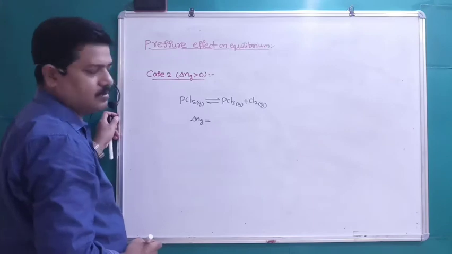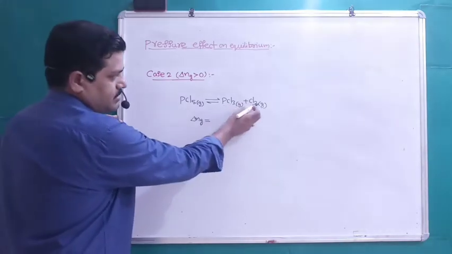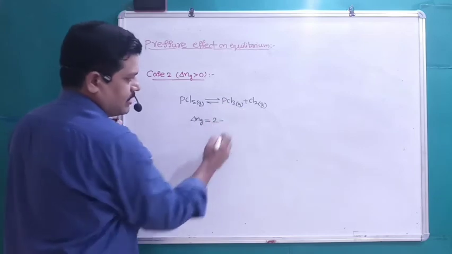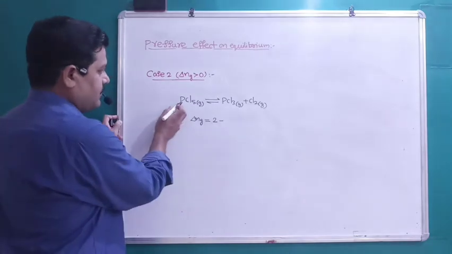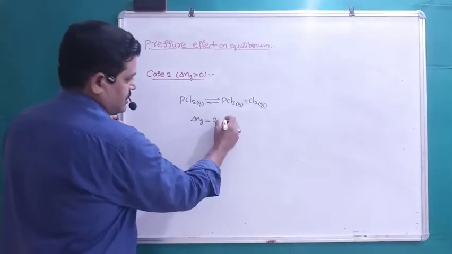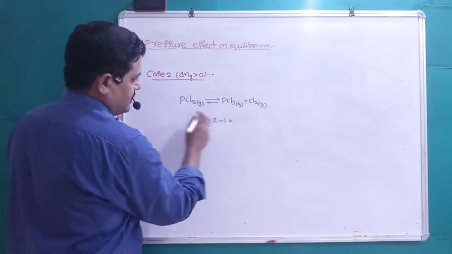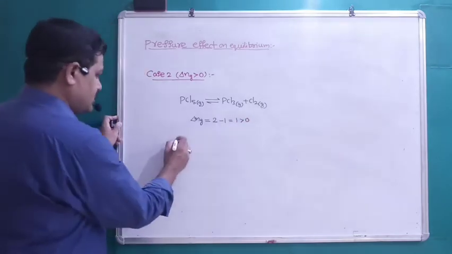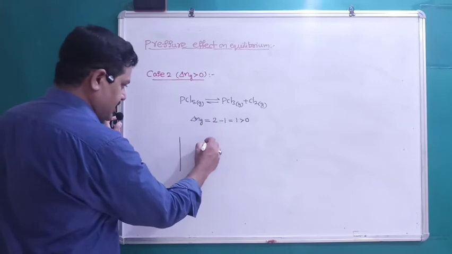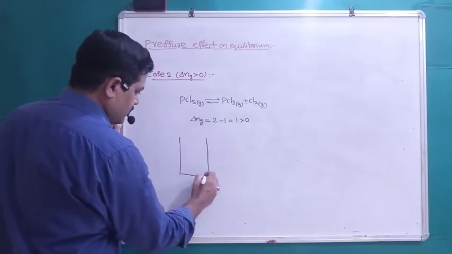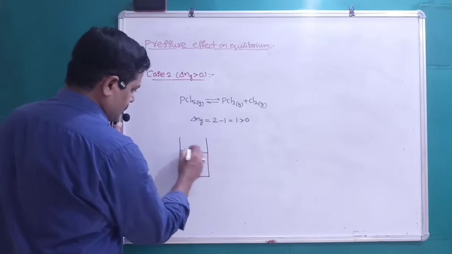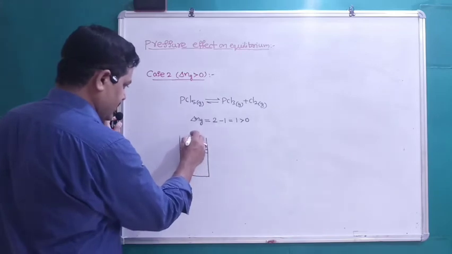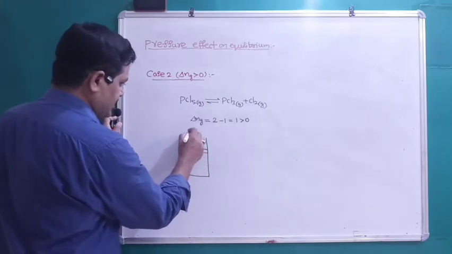Delta Ng is equal to the number of moles of gaseous products. Both the products are gases, 1 mole each, so the total is 2, minus the number of gaseous moles of reactants, that is 1 mole of PCl5. So 2 minus 1 is 1, which is greater than 0. Assume this reacting mixture is present in a cylinder to which a movable piston is fitted, already in equilibrium.